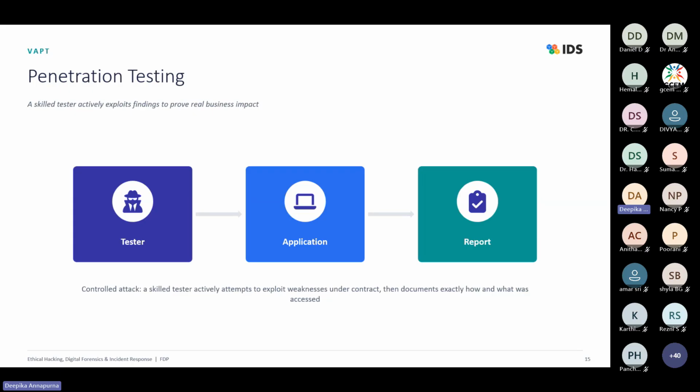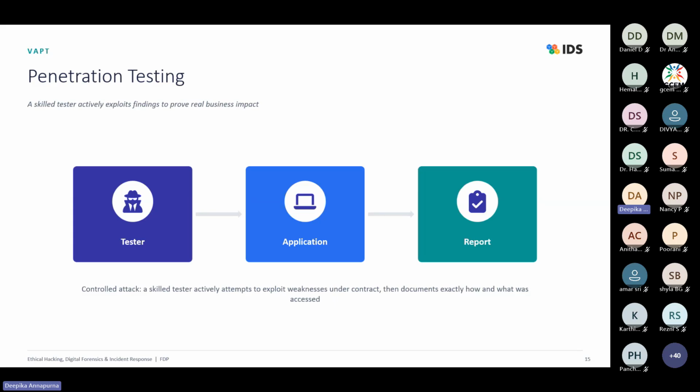So what will ethical hackers do? They will attempt exploitation, or they will attempt SQL injection inside the database, or they will test the authorization controls. They will be examining the APIs. They will be attempting privilege escalation. Whatever vulnerability is found, they will be exploiting each and every one.